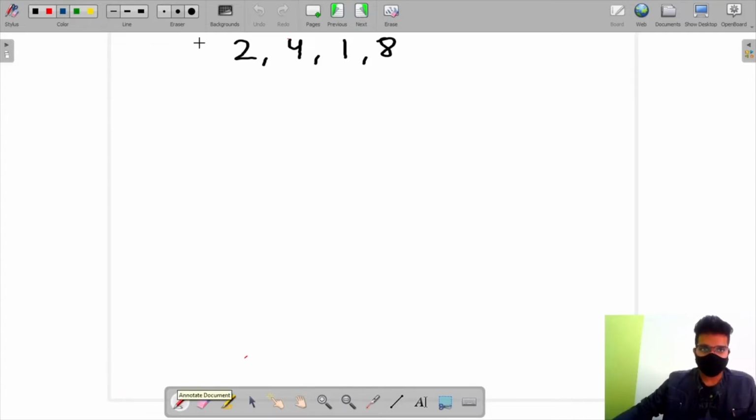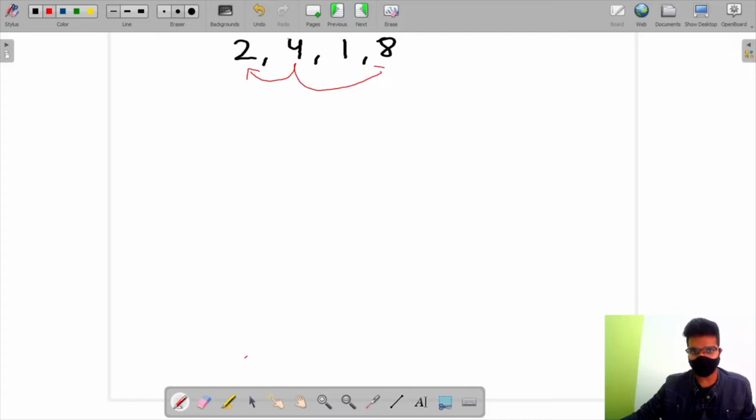So we got 2, 4, 1, 8. Let's say we don't sort it. Again, I want to mention that our fourth element, if this is our x, has two options. What are those options? It can be part of this group, that is 2, 4, so it can pair up with 2, or it can pair up with 8. Do you agree? So if this is our x, it has two options.